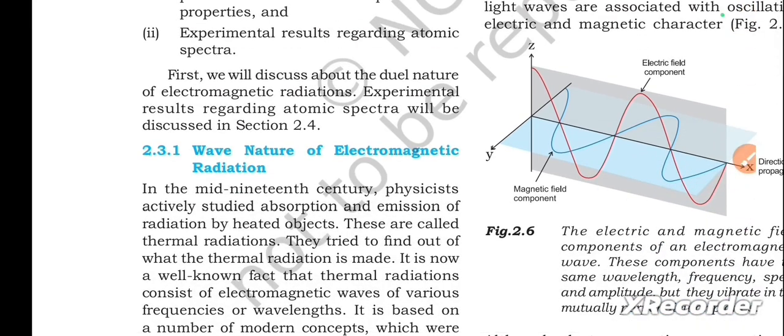First, we will discuss the dual nature of electromagnetic radiations. Experimental results regarding atomic spectra will be discussed in section 2.4. Next, the wave nature of electromagnetic radiation.